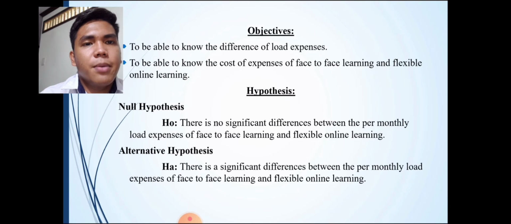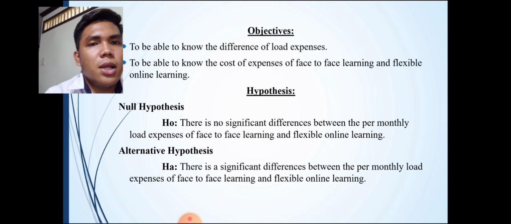Hypothesis. Null hypothesis or H0: There is no significant difference between the per monthly load expenses of face-to-face learning and flexible online learning. Next is alternative hypothesis or HA: There is a significant difference between the per monthly load expenses of face-to-face learning and flexible online learning.